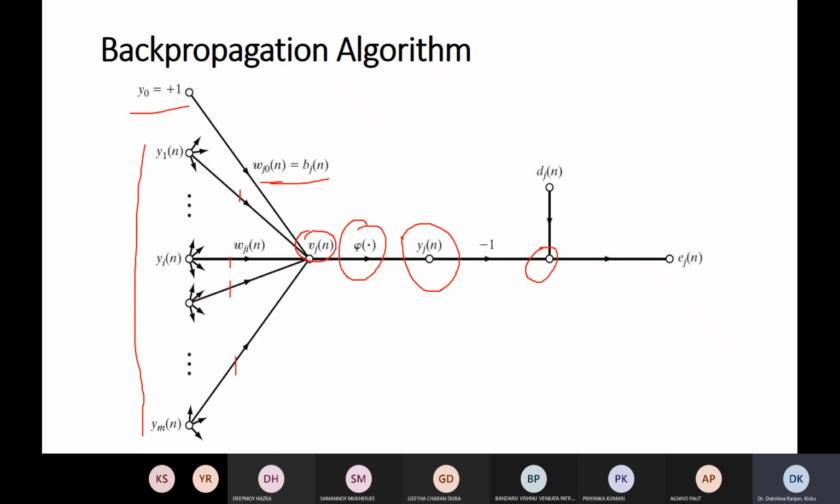Here we compute the error by comparing with the desired output or target output. So this is the actual output yjn, and this is compared with the desired output. Now we get the deviation, and this deviation is nothing but the error ejn. So for each neuron j we can compute this error ejn after having the output yjn compared with the desired output djn.